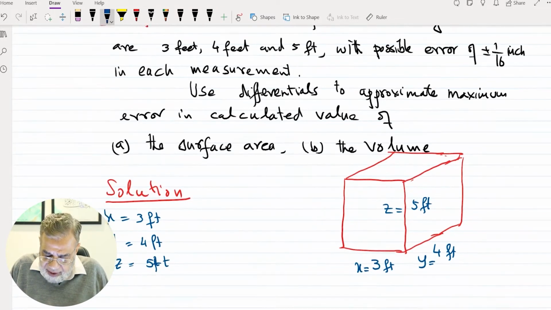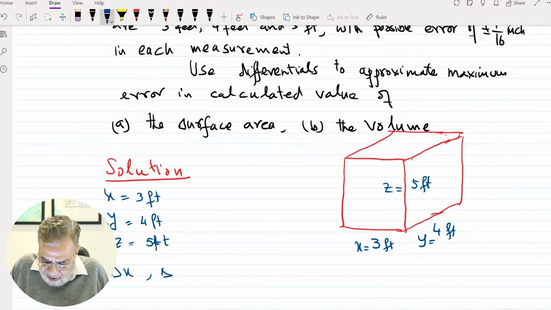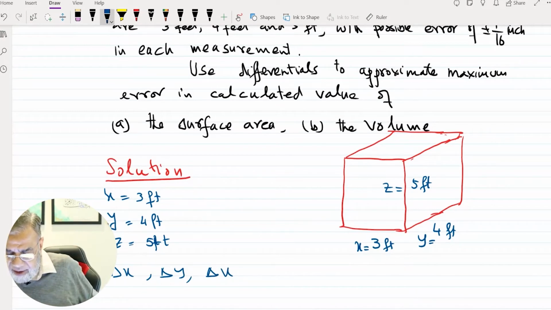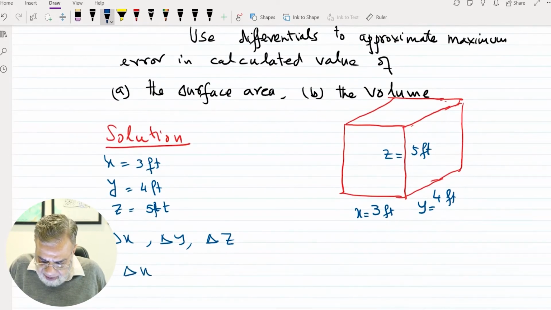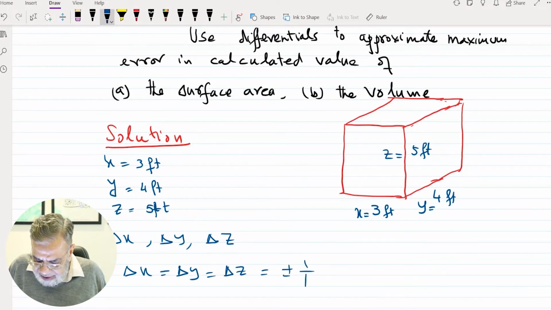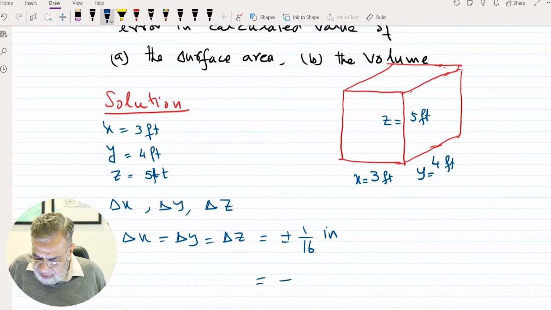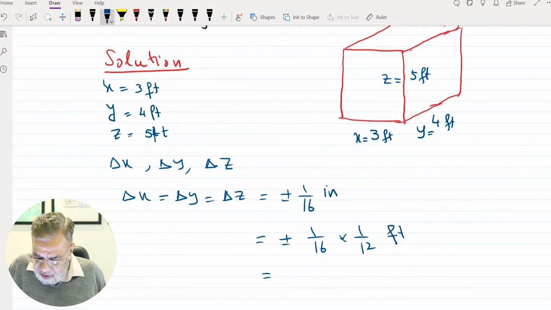The other information is the possible error. The error is my delta x, delta y, and delta z. This is the possible error in approximation in the values of the variables x, y, and z. Given to me, delta x equals delta y equals delta z equals plus or minus 1/16 inches. Now I want to change it. To change inches into feet, I divide by 12: 1/16 multiplied by 1/12. Simplifying, this comes to plus or minus 1/192 feet.